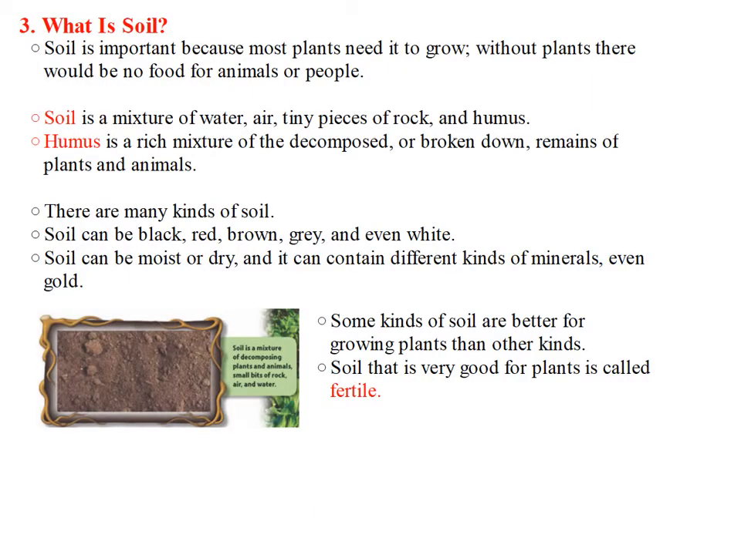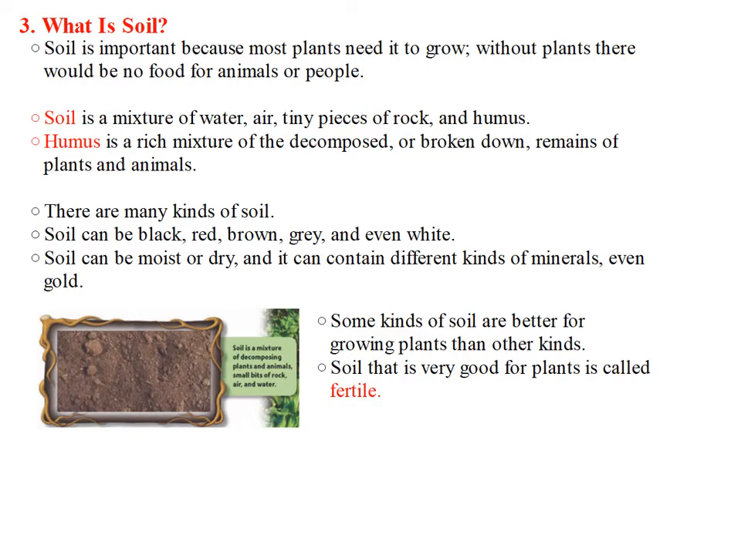Now we are going to see what is soil. As we said before, soil is a natural resource. And soil is important because most plants need it to grow. Without plants, there would be no food for animals or people. So what is soil? Soil is a mixture of water, air, tiny pieces of rock, and humus. Humus is a rich mixture of the decomposed or broken down remains of plants and animals.